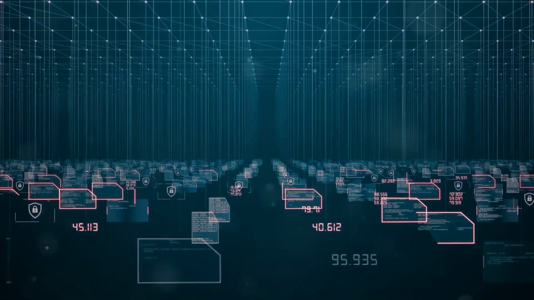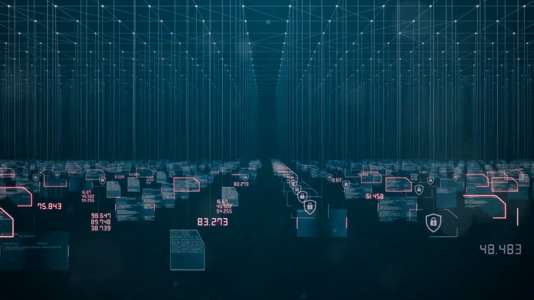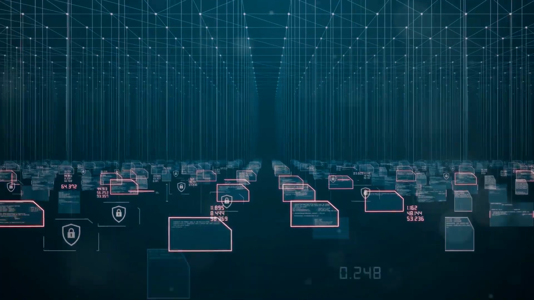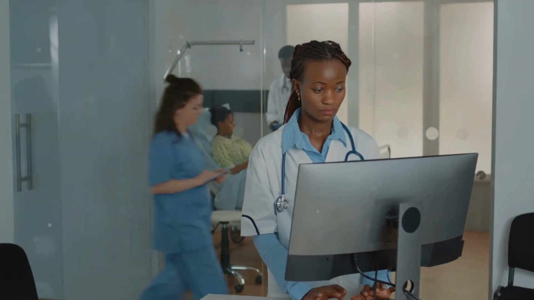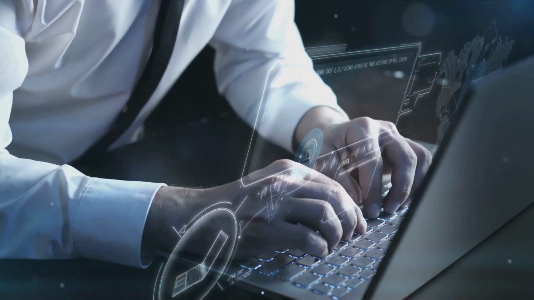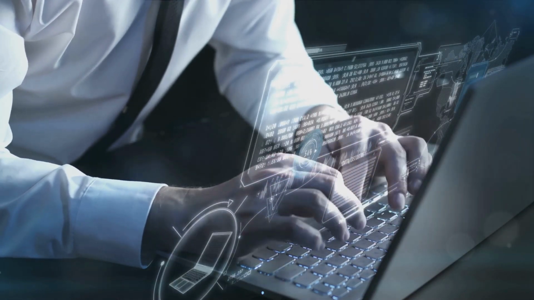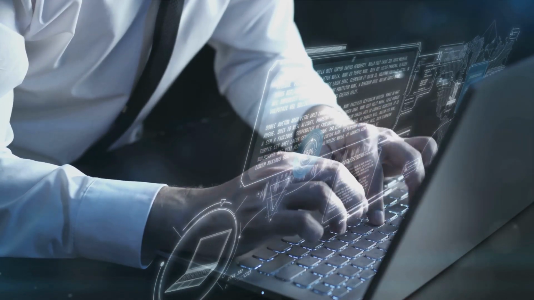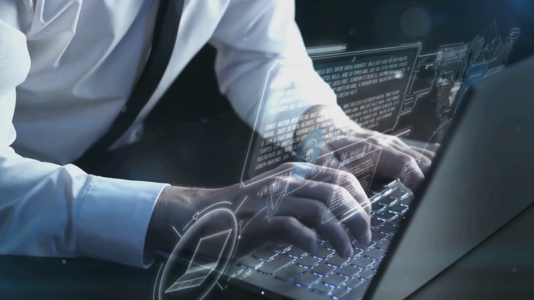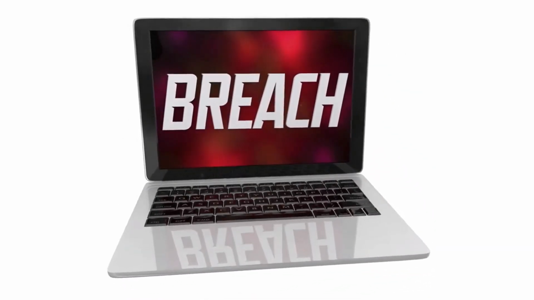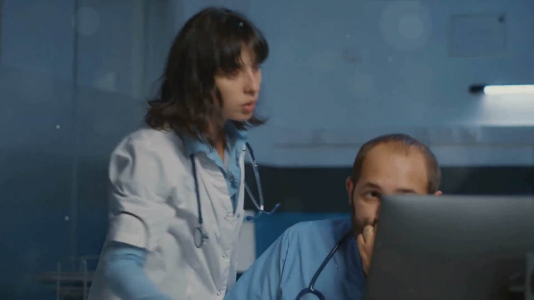Third, healthcare providers must implement strict access controls. Not every staff member needs access to all patient data. By limiting access to sensitive information, healthcare institutions can significantly reduce the risk of data breaches. Lastly, it's essential to have a robust incident response plan in place. When a security breach occurs, quick action can limit the damage and protect patients' data.